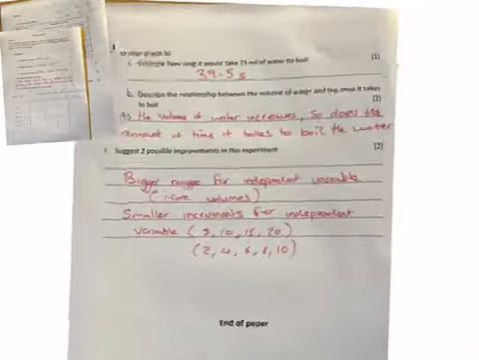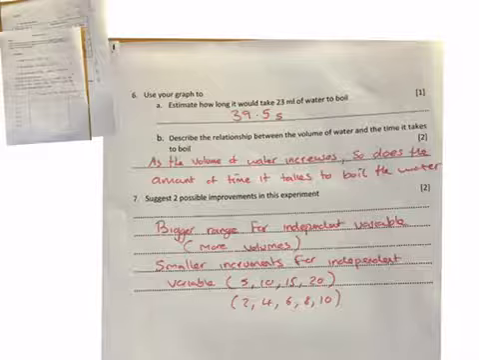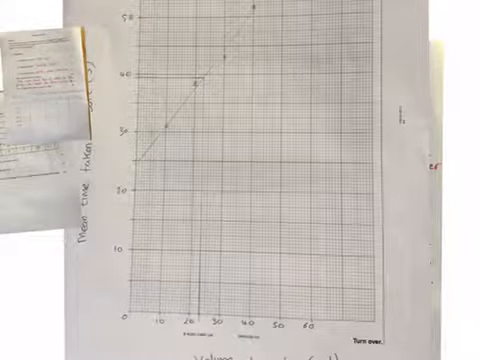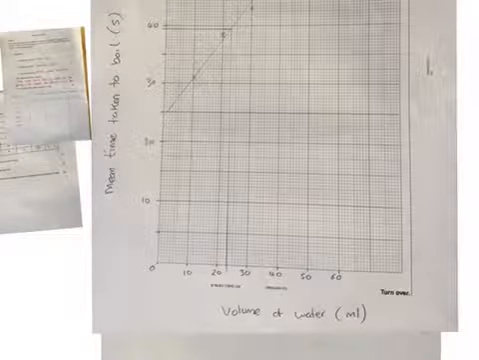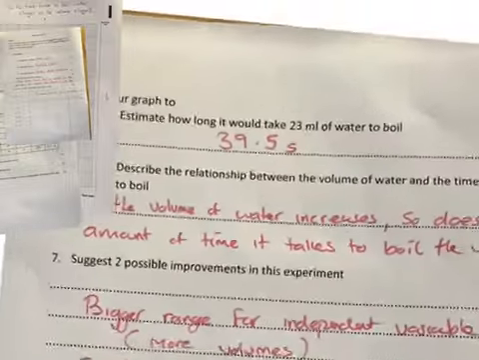And then the last page says estimate how long it would take for 23 milliliters of water to boil. Well, that's easy now, because I can just grab my graph, and when it comes to 23 milliliters there, it is going to take me up to around about, and because each square is worth 0.5, that's going to be 39.5, and I think I've written that there, 39.5.